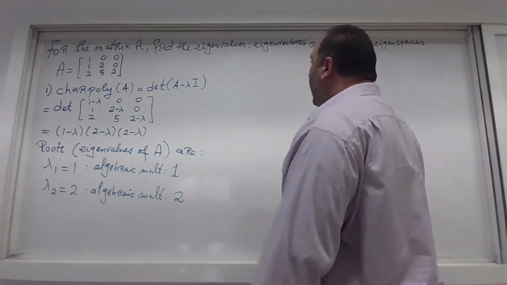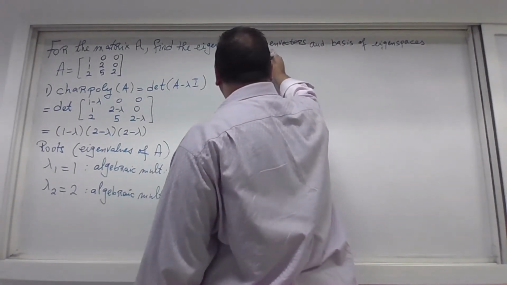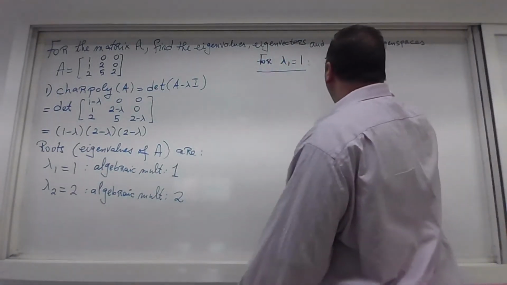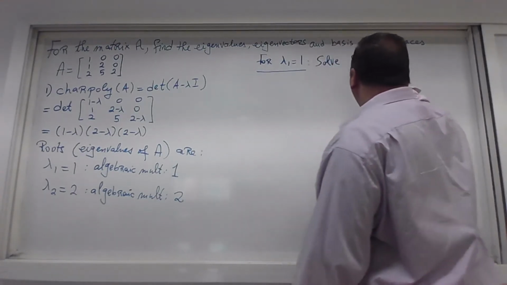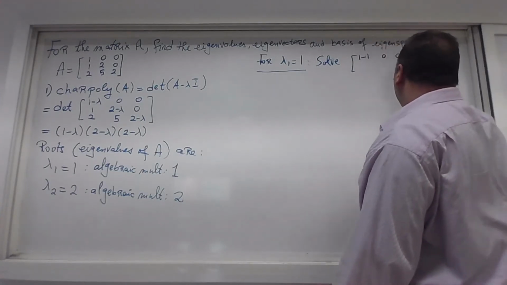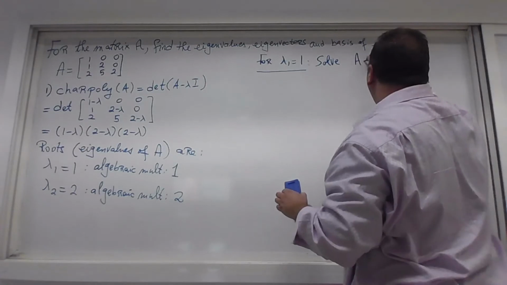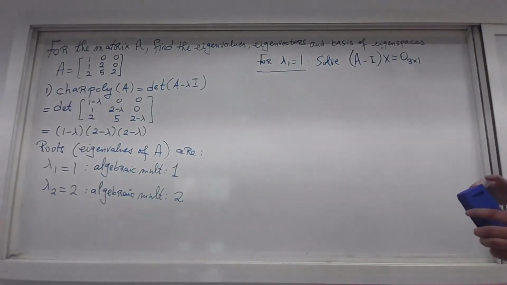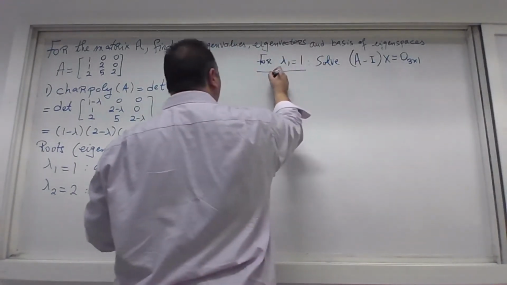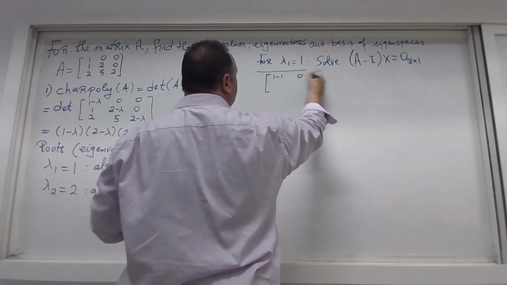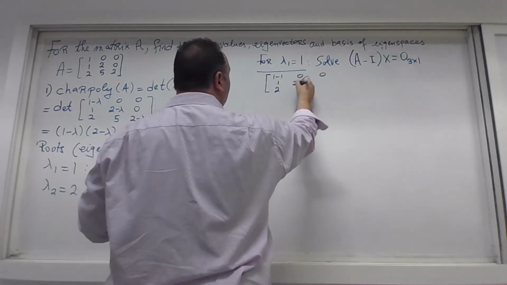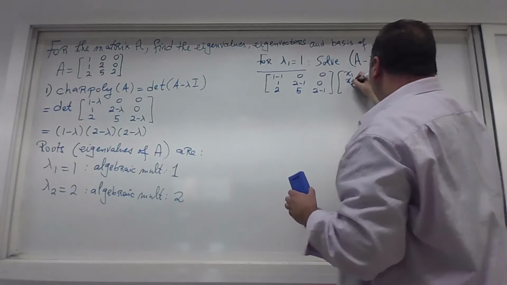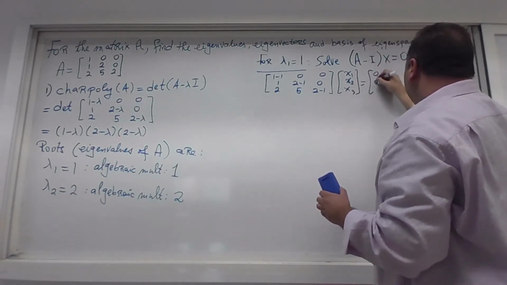So let's compute eigenvectors. So for lambda 1 equal 1. So what I need to do is solve A minus 1 times I, 1 minus 1, 0, 0. So this is what I need to solve. X is 3 by 1 also, obviously. So I need to solve 1 minus 1, 0, 0, then 1, 2, then 2 minus 1, and this is 2 minus 1, x1, x2, x3, equal to 0, 0, 0.